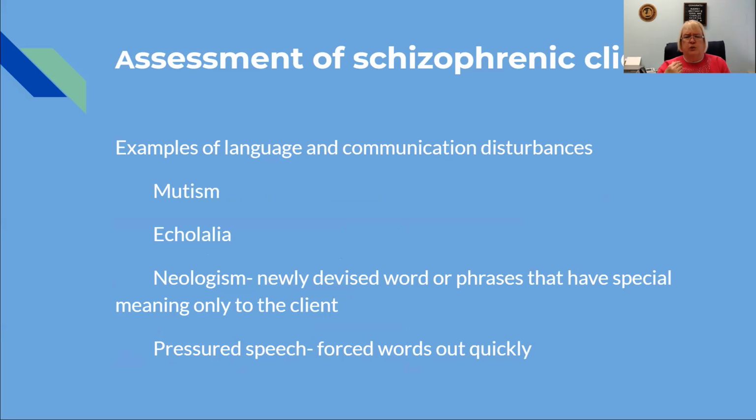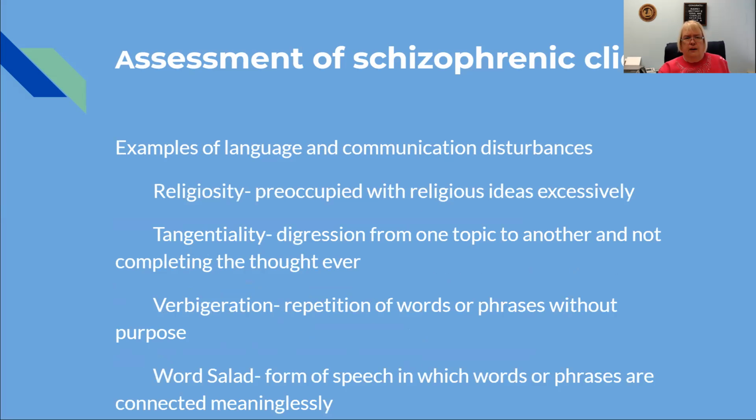They have pressured speech, where they force words out really quickly and you can't really keep up with what they're saying. And I'm not even doing it as fast as they will do it. Religiosity, where they're preoccupied with religious ideas. Tangentiality, where they digress from one topic to another and never complete the thought. Verbigeration is the repetition of words or phrases without a purpose. Word salad is a form of speech in which the words or phrases are connected meaninglessly.